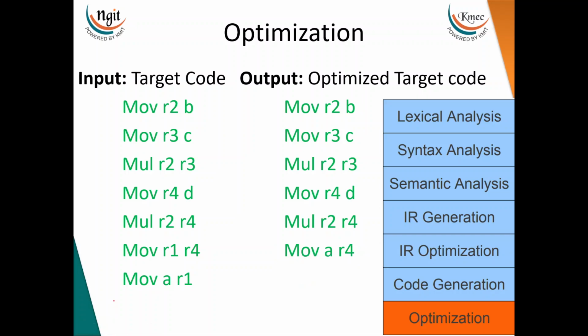See guys, listen here. Instead of storing the result back from R2 to R1 and R1 to A, you can directly write this R2 to A so that we are reducing one instruction. And since we are applying this optimization in target code, that's why we call it machine dependent optimization. Okay.